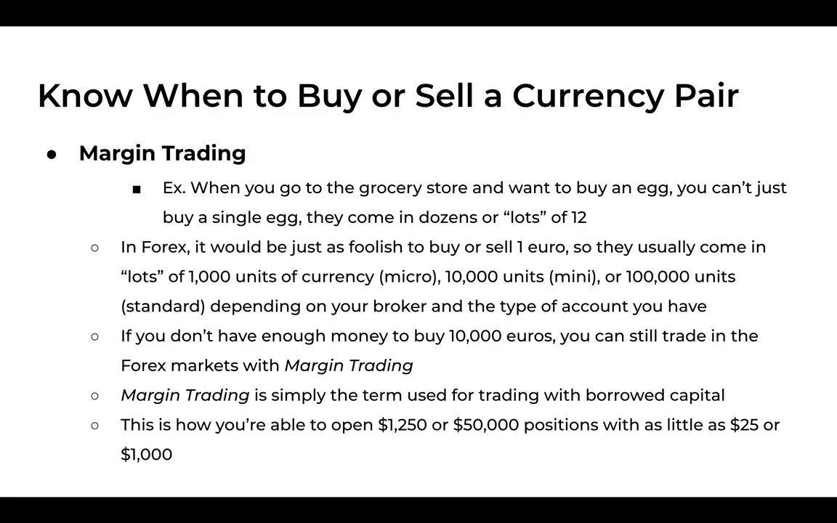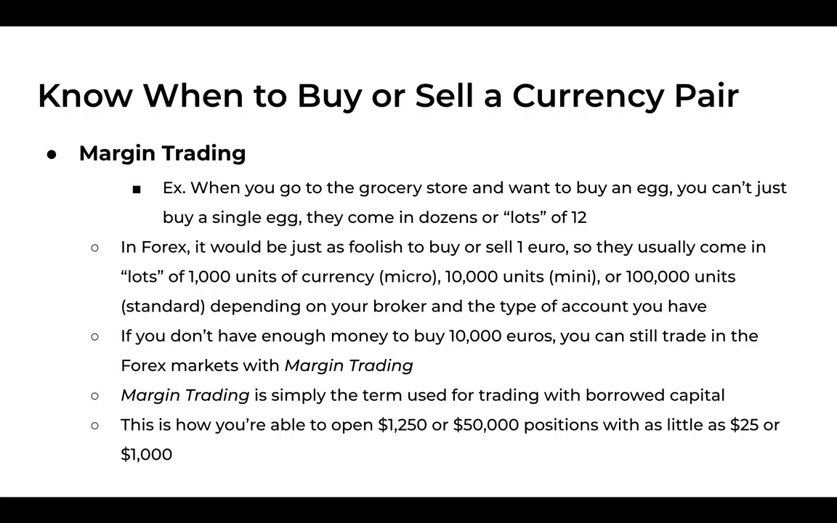So an example of this would be when you go to the grocery store and want to buy an egg, you can't just buy a single egg. They come in dozens or lots, in Forex terms, of 12. In Forex, it would be just as foolish to buy or sell €1. So they would usually come in lots of 1,000 units of currency, which is a micro lot, 10,000 units of currency, which is a mini lot, or 100,000 units of currency, which is a standard lot, depending on your broker and the type of account you have.